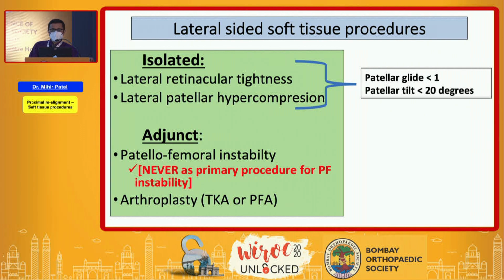As an isolated procedure, this is used only for lateral retinacular tightness or a lateral hypercompression syndrome, and these are diagnosed when the patellar glide laterally is less than 1, and we cannot evert the patella laterally more than about 10 degrees. It is commonly used as an adjunct procedure in patellofemoral instability, and kindly note that these lateral sided procedures are contraindicated as an isolated procedure when we are using it in instability.